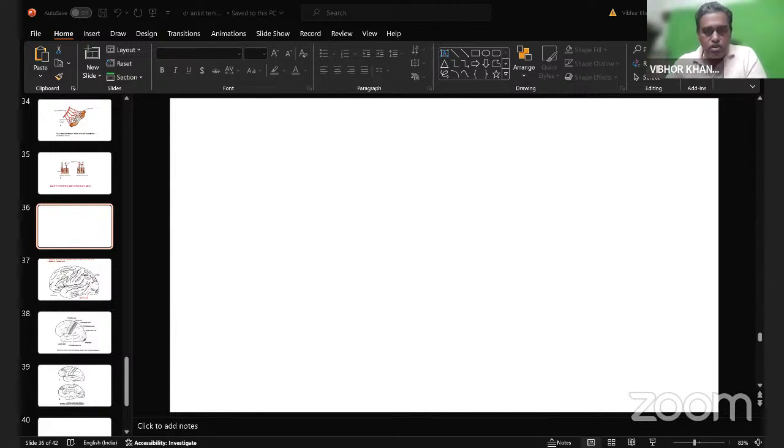So, which is not a function? Coordination, yes, it does it. Regulation of tone, yes, it does it. Balance, yes. So, the answer should be option D. Initiation is done by the cerebral cortex. Coordination is done by the cerebellum and the basal ganglia.